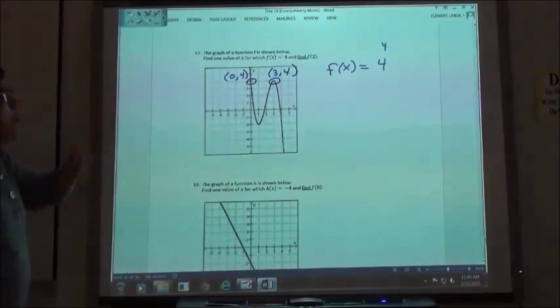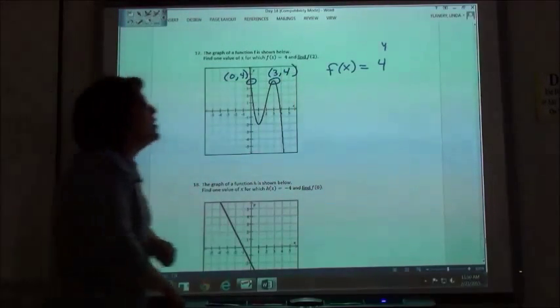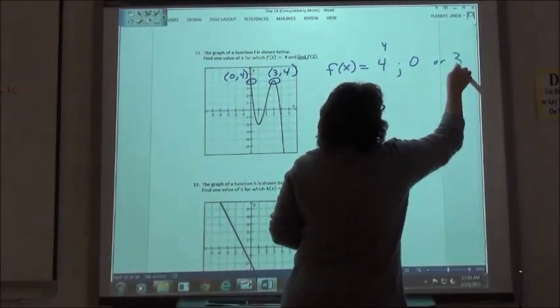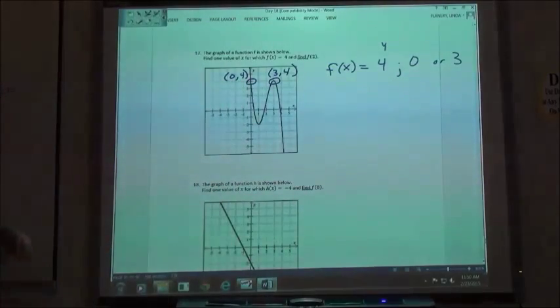You only have to pick one of those values. It doesn't matter which one you pick. So you could put 0 down, or you could put 3 down. Either one is going to be okay.